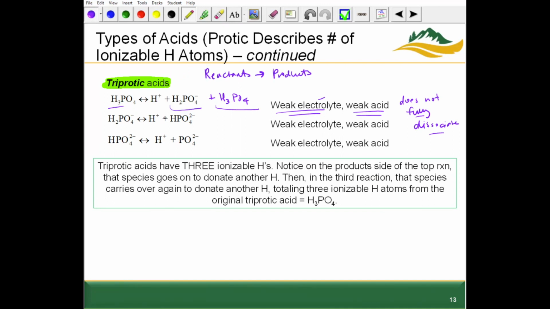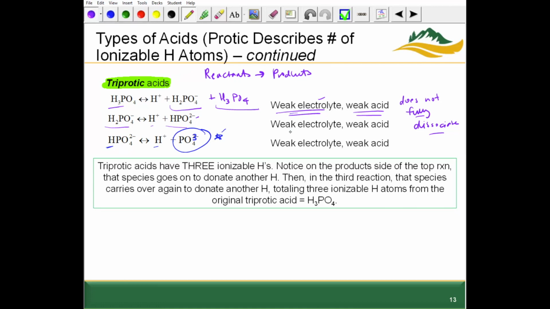Then this form of the acid can go on to further dissociate. So we have H plus and HPO4 2 minus. Notice the increase in minus charge here. Then HPO4 2 minus can further dissociate a proton, and this is a typo that I will fix. This should be PO4 3 minus. So that's an important typo I'll fix, so sorry about that.